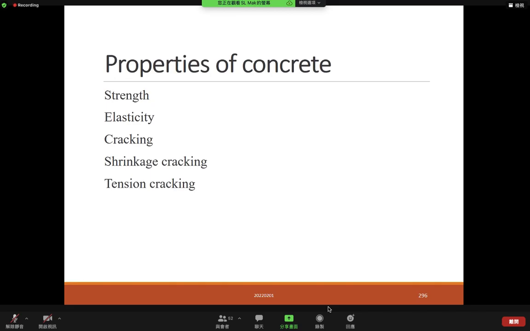The cracking can be divided into two different classes: shrinkage cracking and tensile cracking. Shrinkage cracking is due to, for example, too fast a curing process or improper composition of the concrete mixture. Tensile cracking means, for example, that a concrete bar subjected to a tensile load may develop a tensile crack.